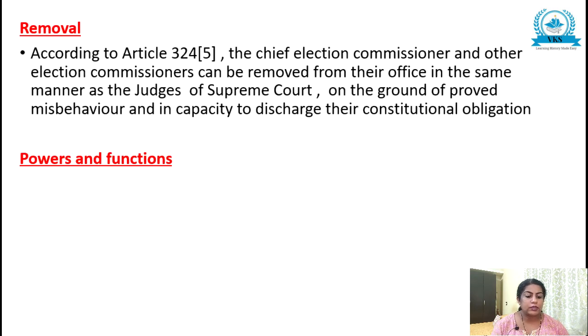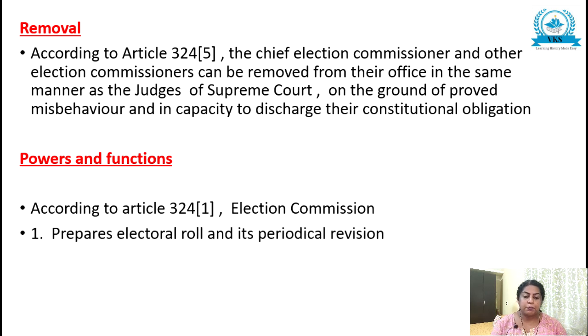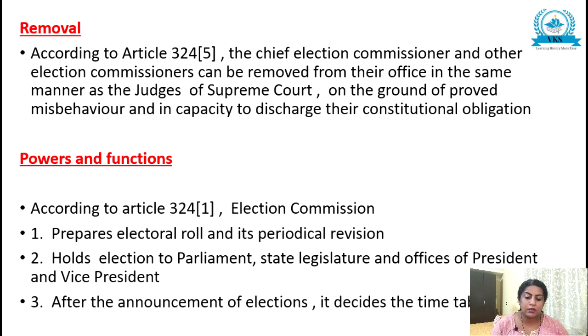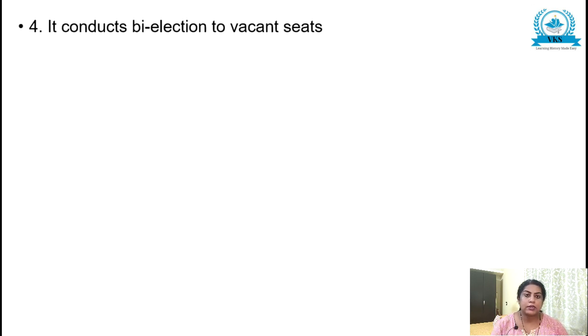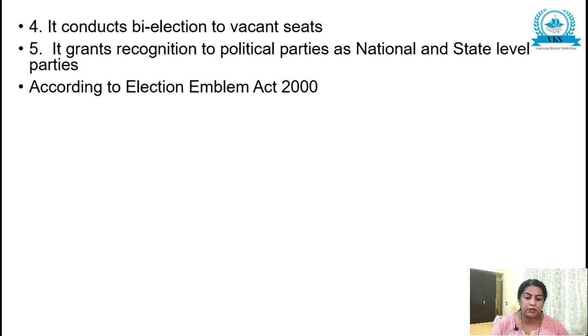So, we'll just go through the points which we have studied. This is a very important question, powers and functions of the Election Commission. According to Article 324(1), Election Commission prepares electoral roll and its periodical revision, holds election to Parliament, state legislature and offices of President and Vice President. After the announcement of elections, it decides the timetable. It conducts by-elections to vacant seats. It grants recognition to political parties as national and state level parties.